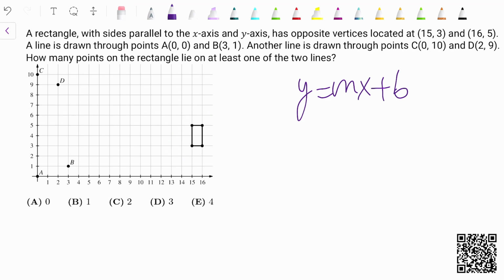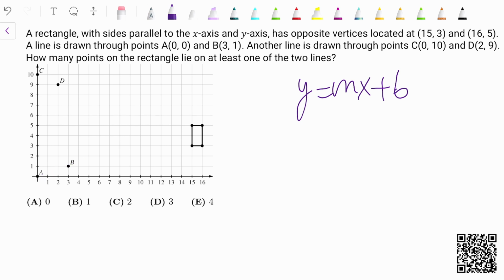So how am I going to do that? Well, in a linear equation, the m stands for the slope, and the b stands for the y-intercept, which is the y when x is equal to 0. In this problem, it just so happens that both points are given, and the y-intercept is already known. So let's look at line AB first.